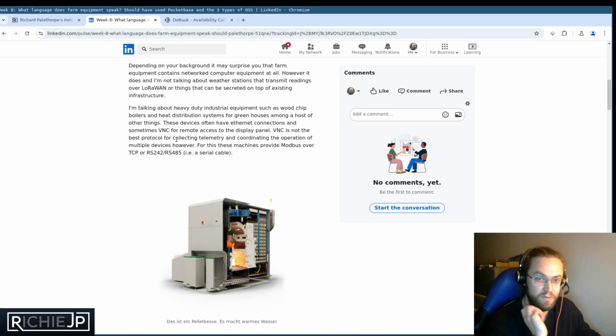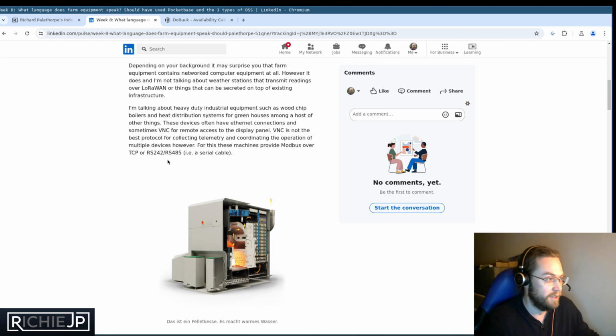But yeah, I mean, it's all very well and good. So okay, you can access this machine remotely using VNC. That's great. But if you want to do some sort of automatic control of it, you can get a screen reader to read a VNC session and send mouse click buttons and stuff.